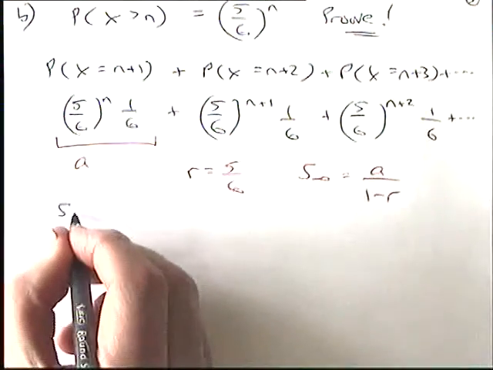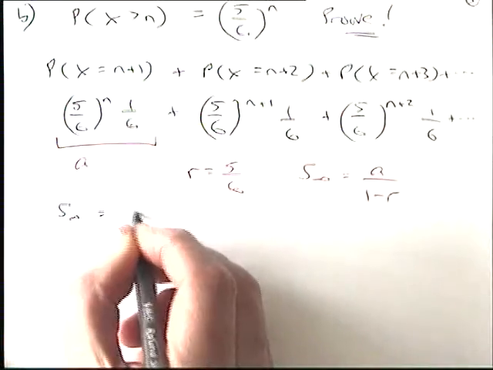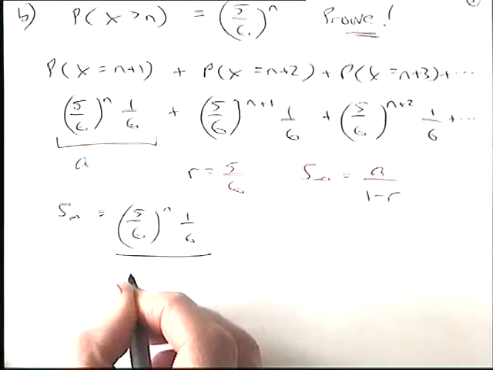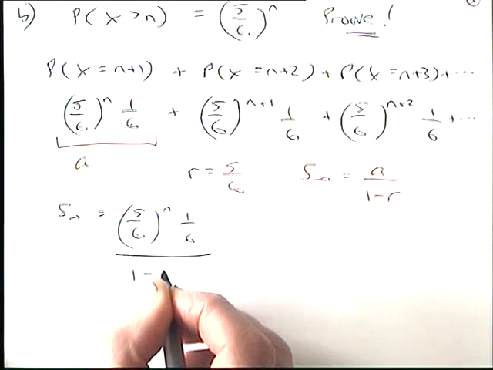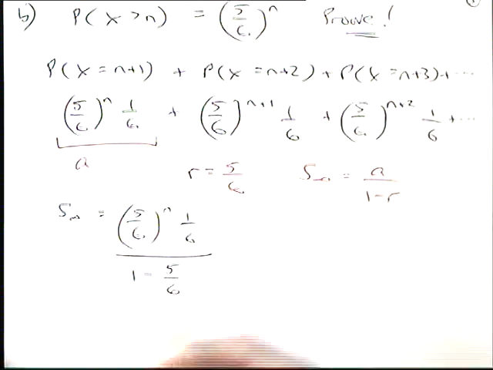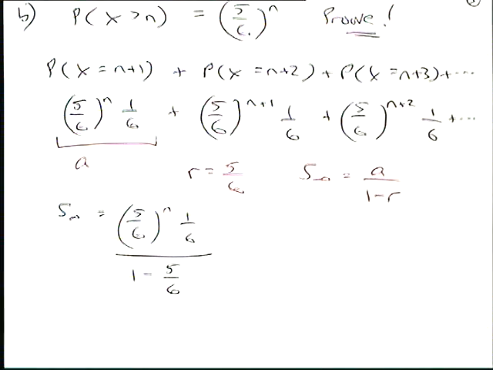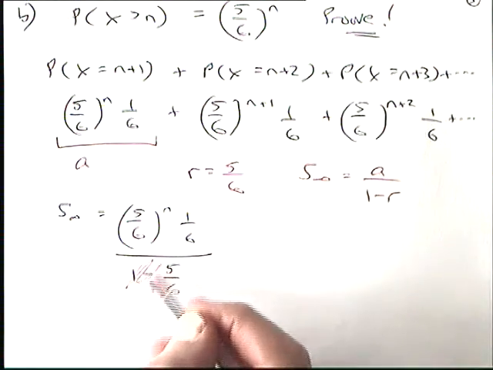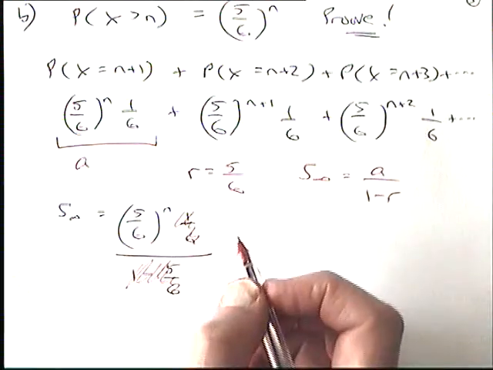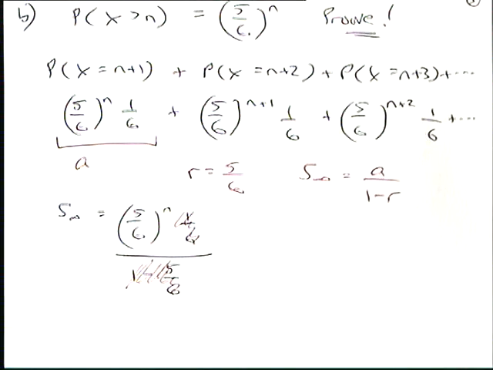So if you bung those things into the formula, we have a over 1 minus r, just like we had before. The 1 minus r, that's 1/6. That will cancel with that, and we are left with what we want, the 5/6 to the power of n.